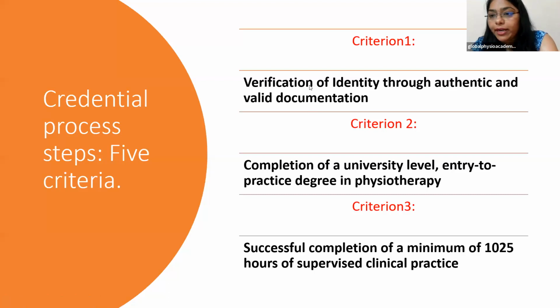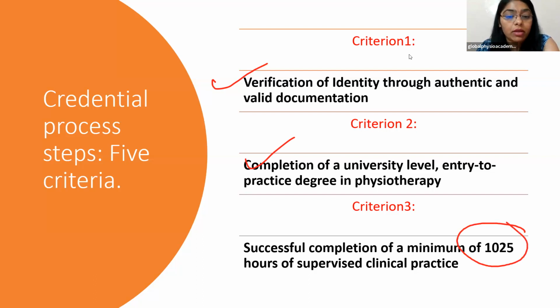Okay. Perfect. So the credential process is a verification process. Everyone, if they are planning to come to Canada, I am suggesting, it is their choice, but I am suggesting they should start their process right away, as soon as they are done with the internship or in the middle of the internship. Okay. So it has 5 criteria. The first criterion is verification of identity through authentic and valid documentation. Criterion number 2, completion of a university level entry to practice degree in physiotherapy. Criterion number 3, successful completion of a minimum of 1,025 hours of supervised clinical practice. We will discuss this, but these are the criteria for the credential.